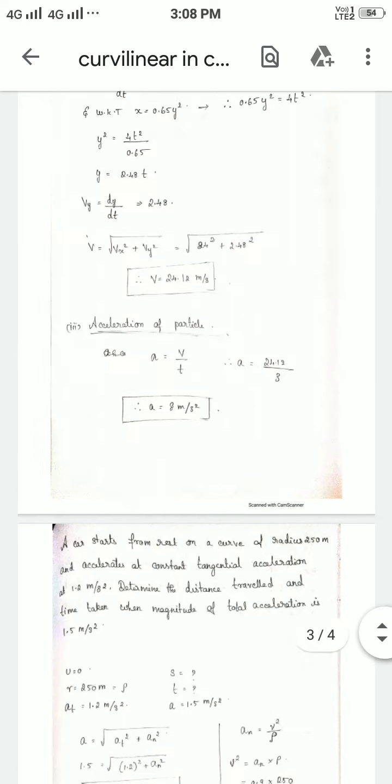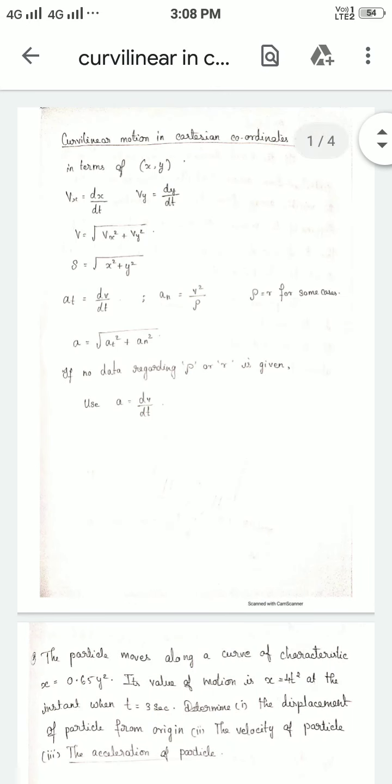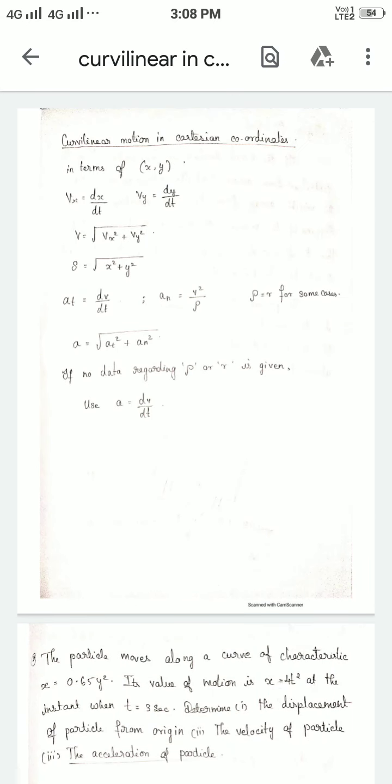So take this as an example for your curvilinear motion in Cartesian coordinates and try to do the other sums.